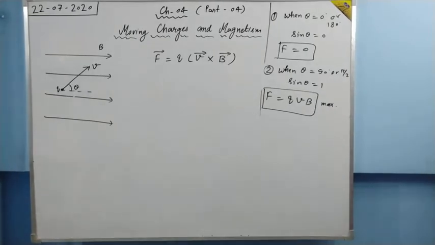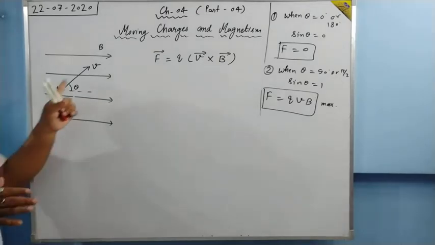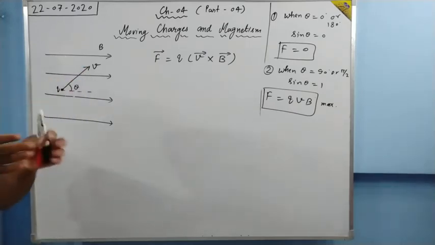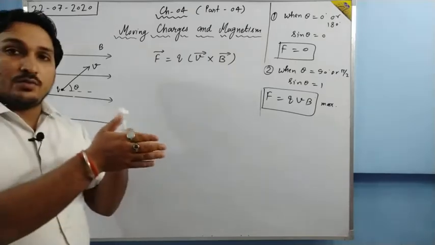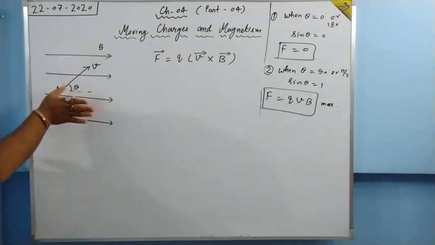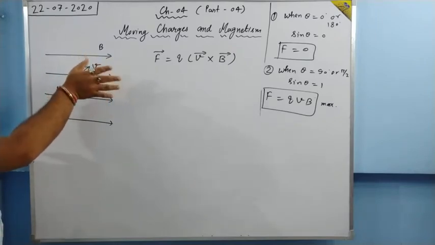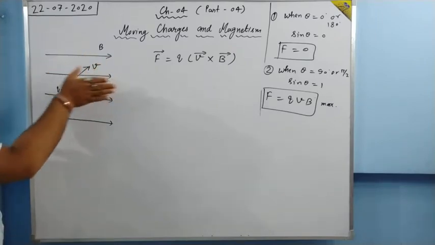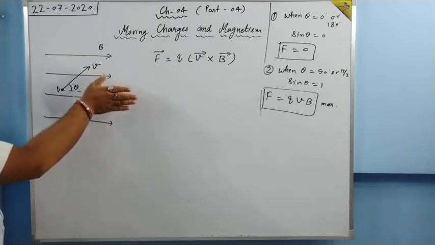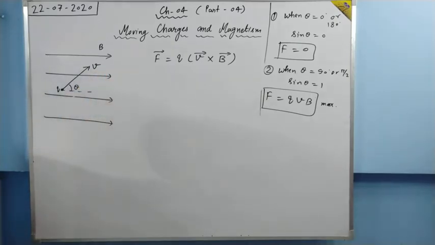The other rule is, you can extend your thumb towards the motion of positive charge, and all these fingers towards the direction of the magnetic field. Here it will be like this. This is towards the V, and all these fingers towards the magnetic field. Where the palm faces inward, force will be inward. Let us do some practice.